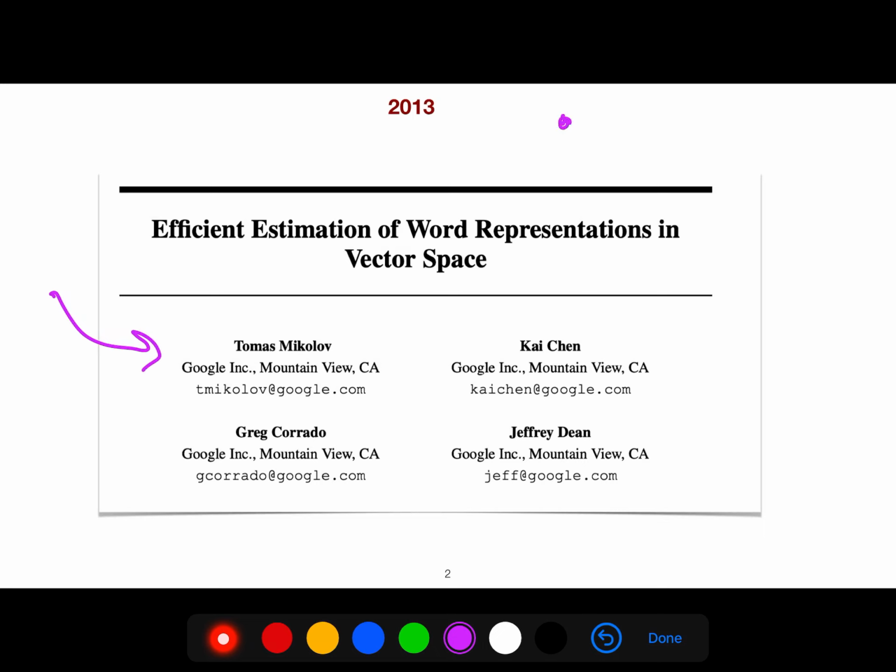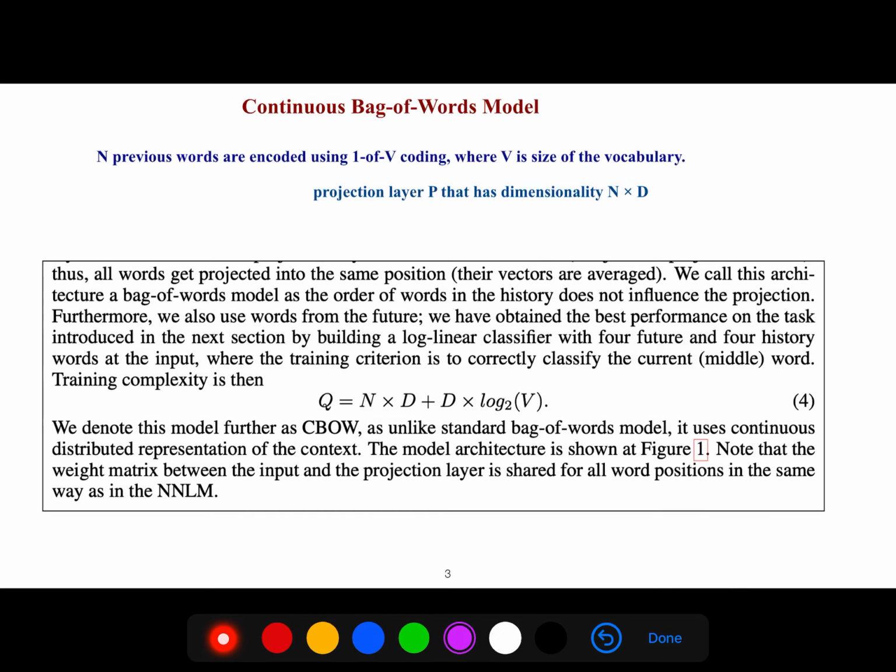We want to assign a vector to a word. So this word, this token, is represented by a high-dimensional vector. There are two approaches: continuous bag of words and continuous skip-gram.